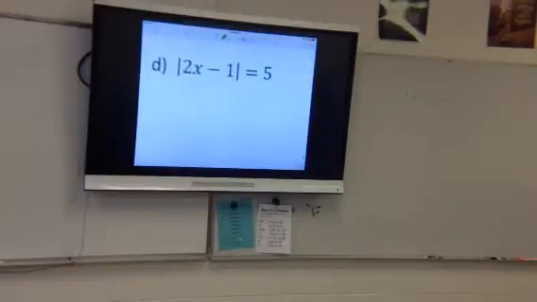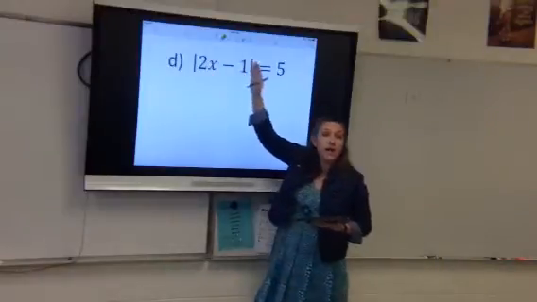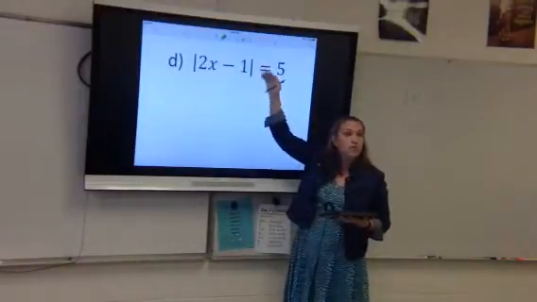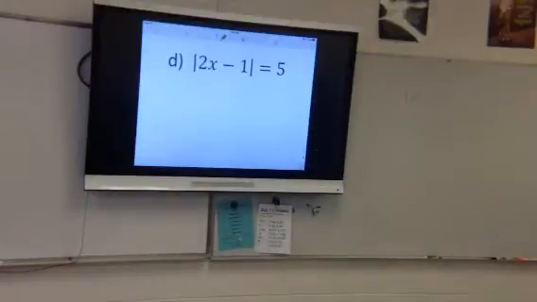On D, first off, isolate the absolute value. So is the absolute value already isolated? Yes, it is. So now let's write our two equations. What are our two equations going to look like here? Anybody besides Sam want to give it a whirl? 2x minus 1. What would your other one be, you think? 2x minus 1 is negative.